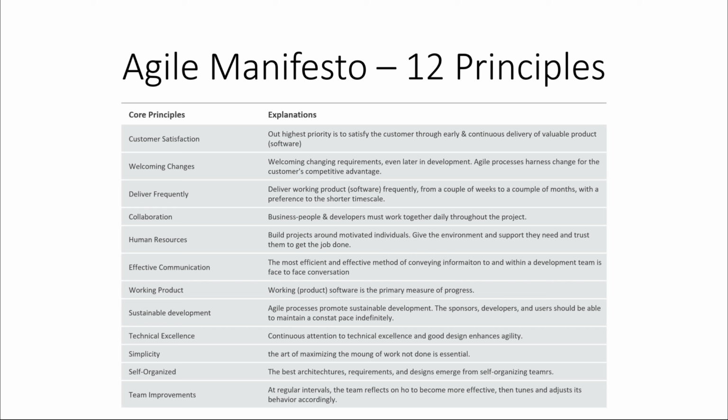Continuous attention to technical excellence and good design enhances agility. Simplicity, the art of maximizing the amount of work not done, is essential. The best architectures, requirements, and designs emerge from self-organizing teams. At regular intervals, the team reflects on how to become more effective, then tunes and adjusts its behavior accordingly.